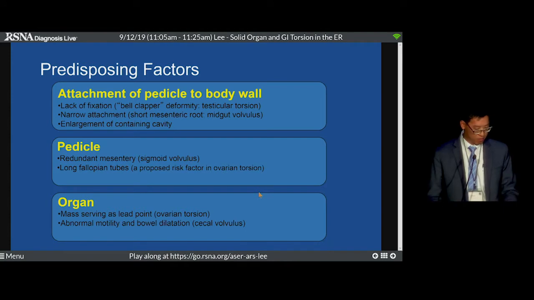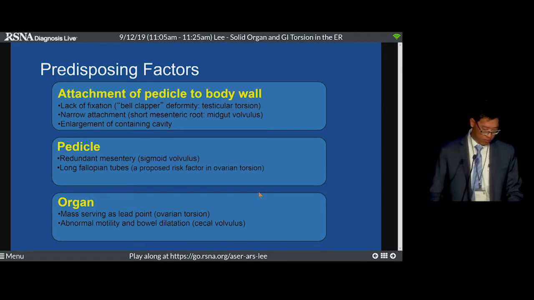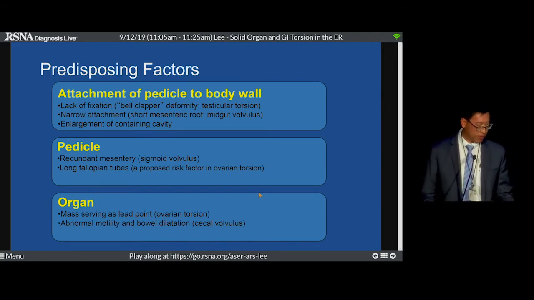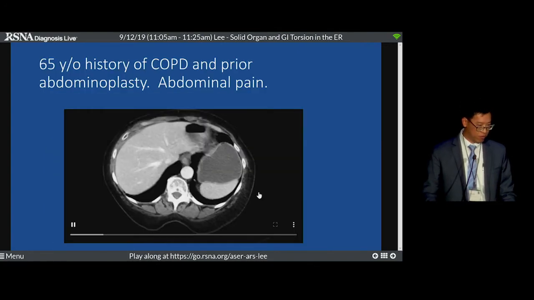Such as the case of bell clapper deformity, where the testicle is allowed to torse around within the scrotum. The second area of abnormality or predisposing factor is the acquired abnormality of the pedicle itself, such as the redundant sigmoid colon in a chronically constipated patient, which allows for sigmoid volvulus. And lastly, I like the residents to think about the predisposing factor of the organ itself. So if there's a problem such as an ovarian mass, that can cause a lead point for things to torse around.